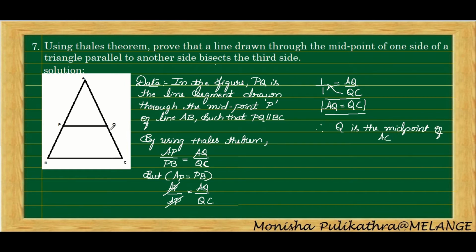So if Q is the midpoint of AC and P is the midpoint of AB, this cuts exactly half, no? So this will cut the triangle into half. If it cuts the triangle into half, it will become AP by PB is equal to AQ by QC, because both are equal to each other, right? Therefore, AP by PB is equal to AQ by QC. Then what happens? PQ is parallel to BC. So hence proved.